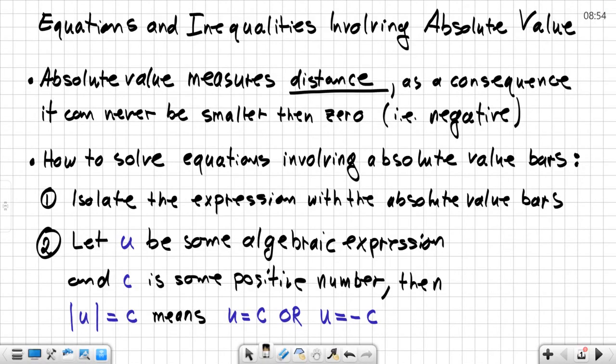We are talking about equations and inequalities involving absolute value expressions today. An absolute value measures distance, and as a direct consequence, it can never be smaller than 0, or in other words, it can never be negative. How to solve equations involving absolute value bars?